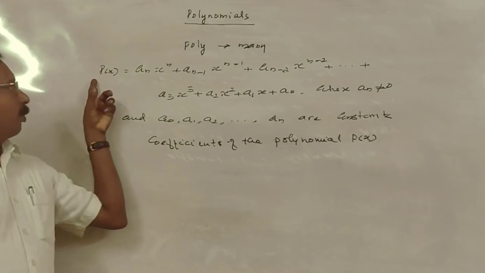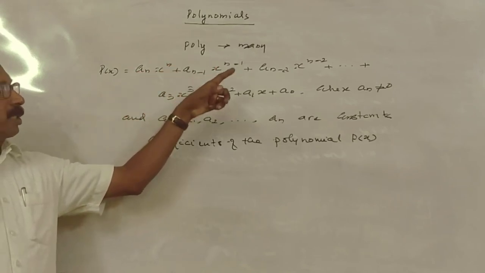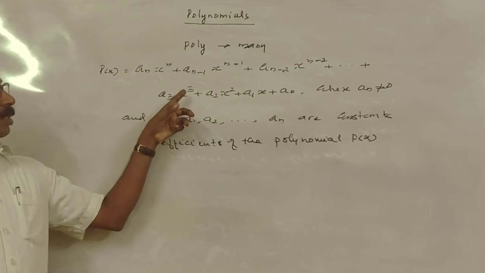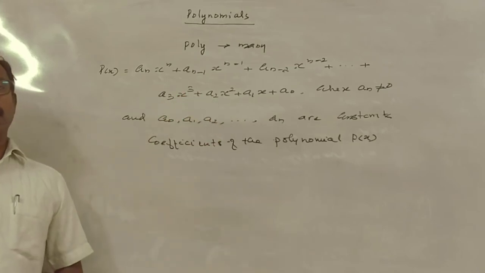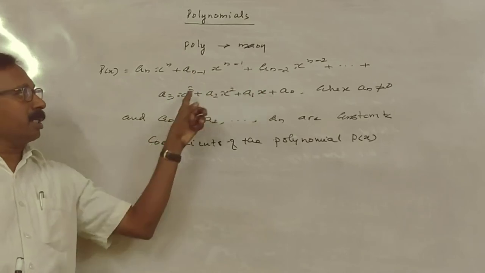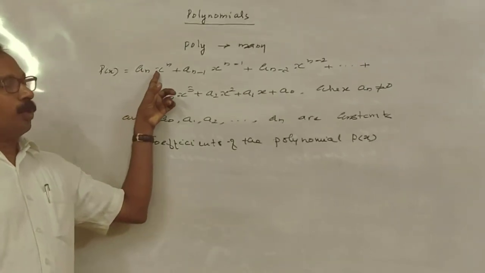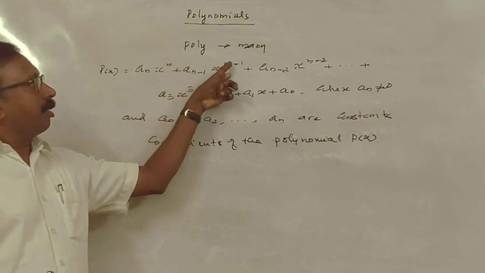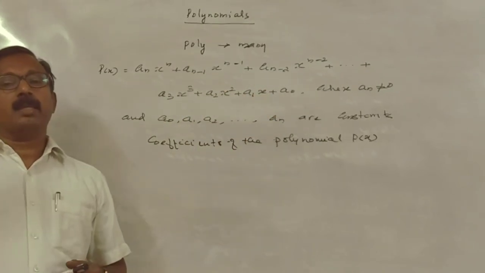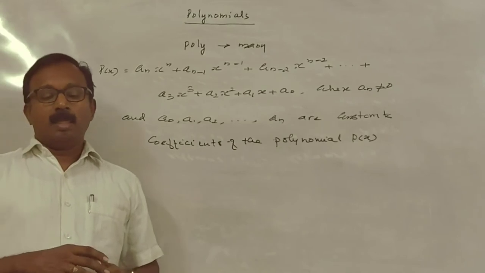Here, x is the variable, so the polynomial is known as p of x, which is equal to a n x raised to n plus a n minus 1 x raised to n minus 1 plus a n minus 2 x raised to n minus 2 plus, etc., plus a3 x cube plus a2 x square plus a1 x plus a0. This is the standard form of a polynomial. Here a n, a n minus 1, a n minus 2, etc. are constants and are known as coefficients of the polynomial. Here, the variable of the polynomial is x, and the exponents are n, n minus 1, n minus 2, etc., 3, 2, 1, 0. That is, the exponents are whole numbers 0, 1, 2, 3, etc. Isn't it?